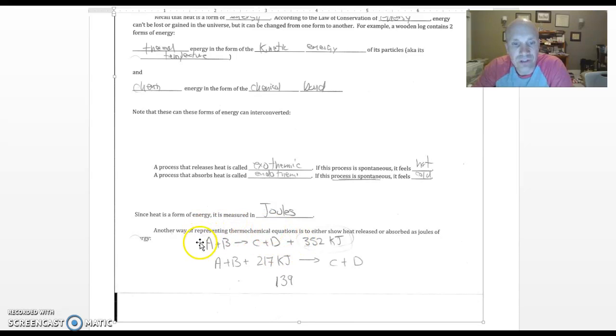So, for example, if I show this front reaction right here, would this be exothermic or endothermic? It shows heat being created as a product. That means heat's being given off. That would therefore be an exothermic reaction. This one right here shows heat as a reactant. That would be an endothermic process.